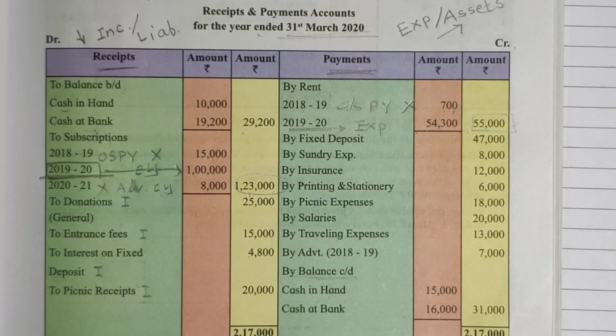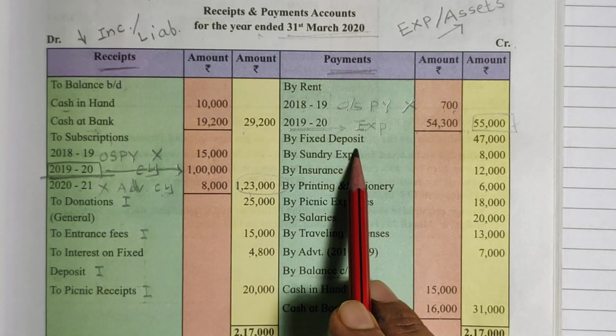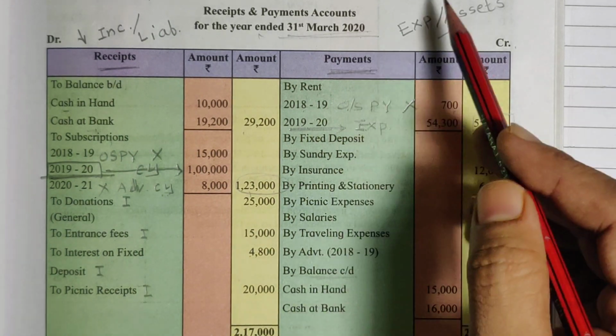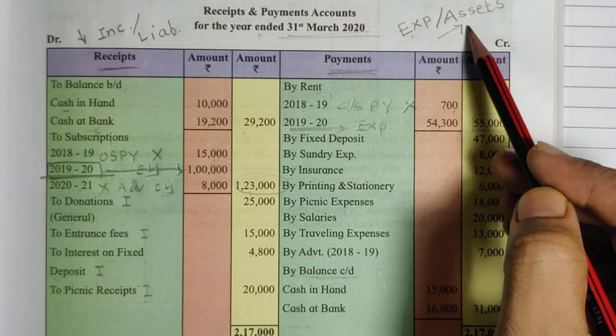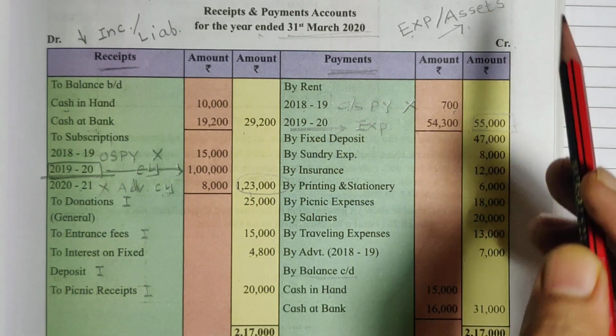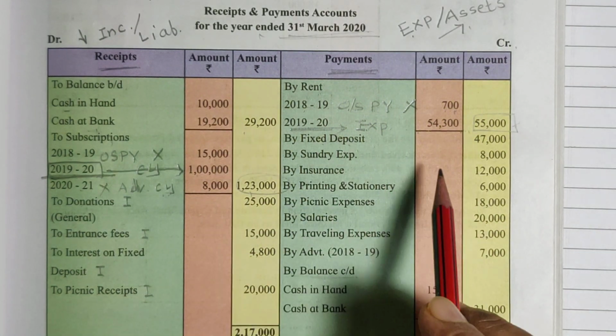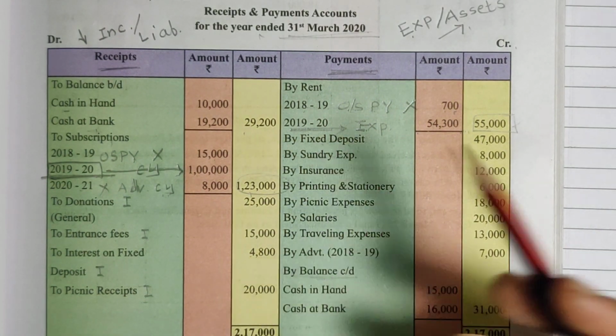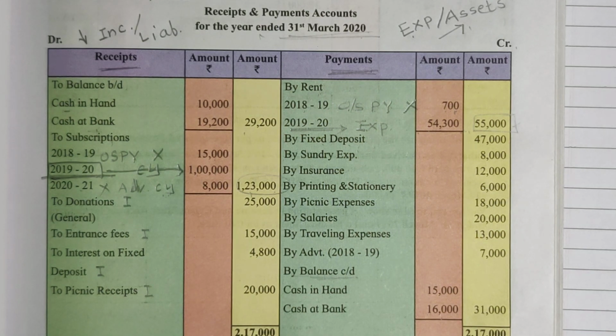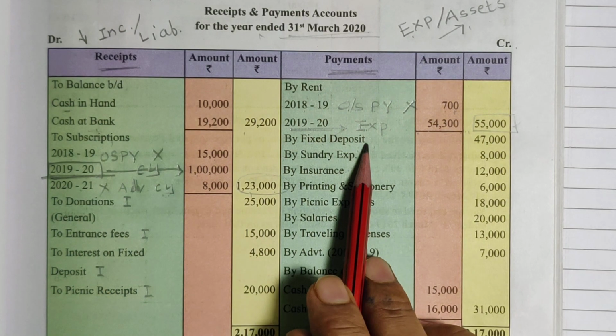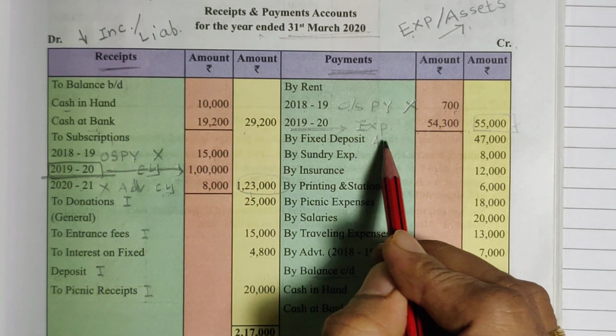The next payment is fixed deposit. It is not an expenditure. It is an asset. It is the amount invested in FDs in current year. So it will be recorded to balance sheet asset side. And in this example, we are not supposed to prepare balance sheet. So we will ignore this part in this particular question, as it is purchase of an asset.